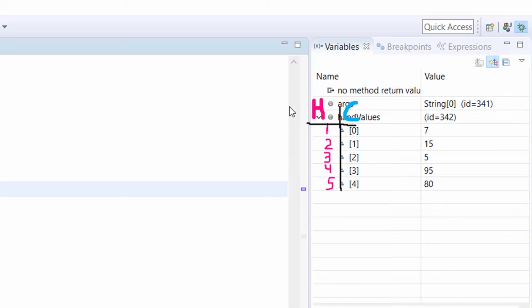So over here, I took some time and extremely carefully, I wrote down these numbers. 1, 2, 3, 4, 5. H stands for human, C stands for computer. So in the human world, it's 1, 2, 3, 4, 5. In the computer world, it's 0, 1, 2, 3, 4.